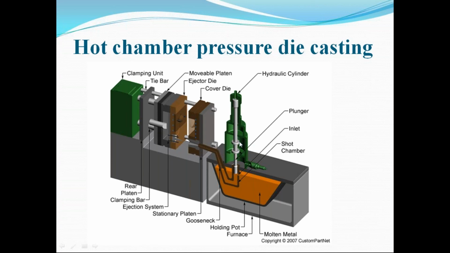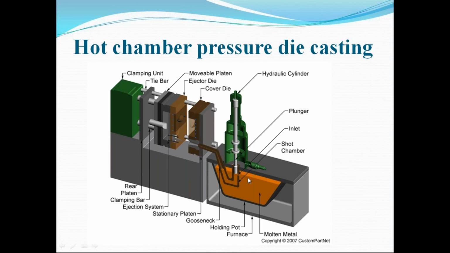Okay, that means we apply force or pressure on the liquid material. When we apply the plunger, first it closes the port, this hole, that means the flow of liquid material into the shot chamber. Then it applies pressure on the liquid material and it goes towards the cavity in the die. Here we also maintain the pressure throughout the solidification, and after solidification we get the product. Okay, so this is the process of hot chamber pressure die casting.